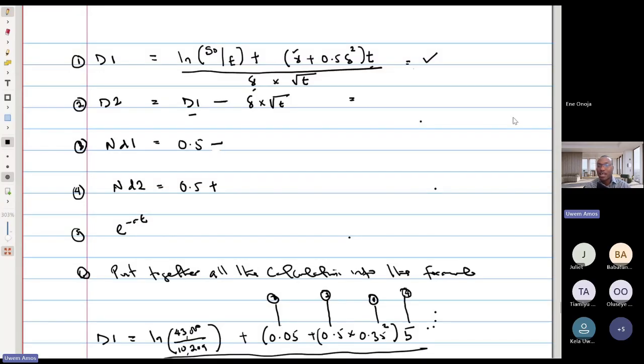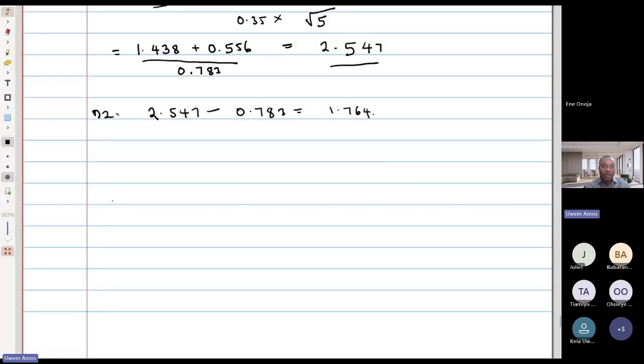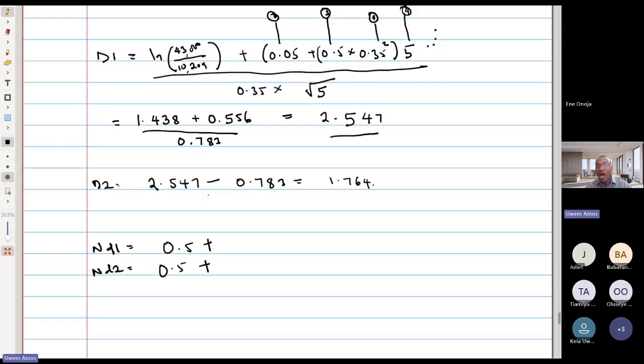So let's look at our calculation and see what we have for each of them. If it's positive, we add 0.5. If they're negative, we take off 0.5. So our ND1, is D1 positive? Yes, it is positive. So 0.5 plus whatever we read from our normal distribution table. Our D2 is positive as well, so it will be ND2 equals 0.5 plus. If it's negative, we take off. So we're going to make use of our normal distribution table right now to read these values.